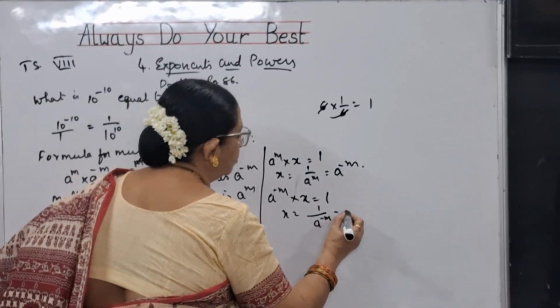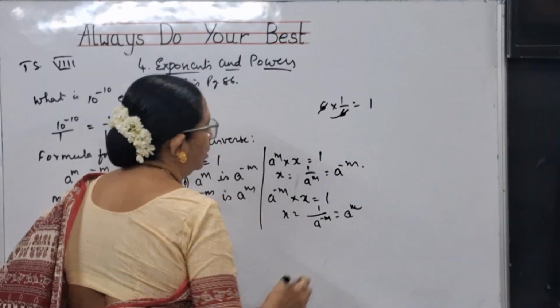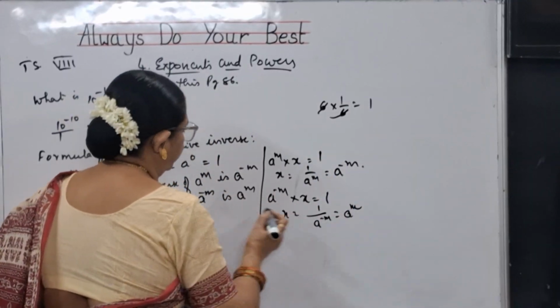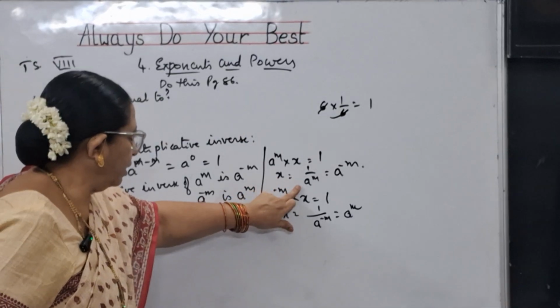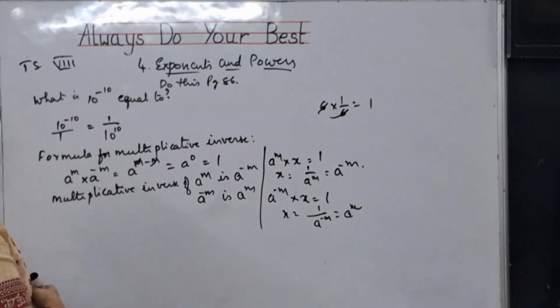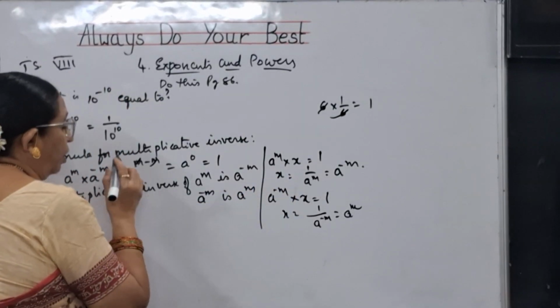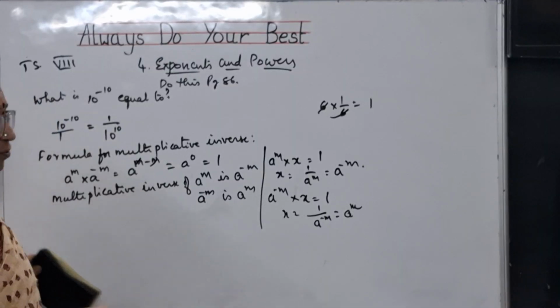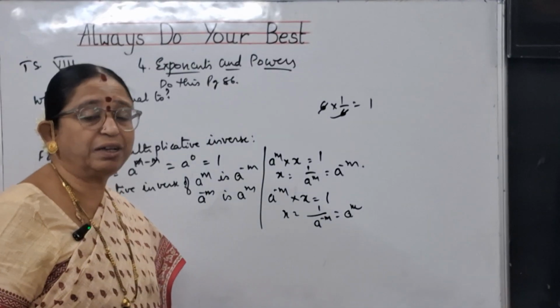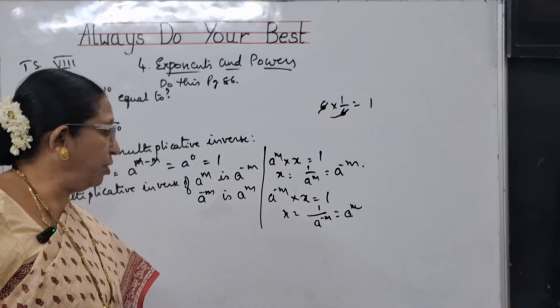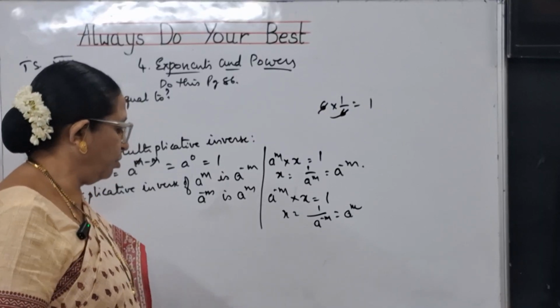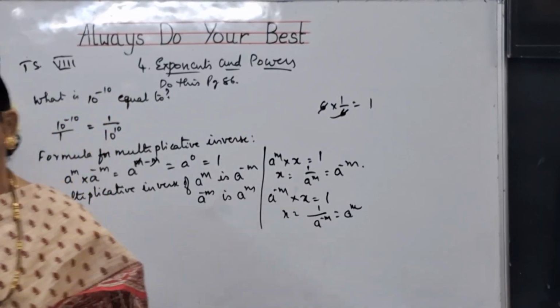To make it positive, I should put it in the numerator. So, the multiplicative inverse of a to the power of minus m is a to the power of m. In this way, you can understand this. Always, for the multiplicative inverse, you have to see the exponent. Whatever sign that exponent has, you have to write the opposite sign with the same base. That will give you the correct answer. I hope I am clear, children. Please copy it.